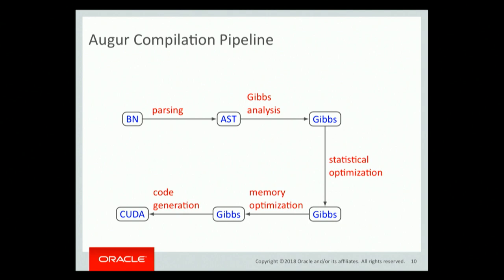So the pipeline of Augur at a very high level was this, where we started from some language that here is described as BN, and we had some parsing, and the parsing is not interesting at all in this case. It's a very typical parser. We produce some abstract syntax, then we have the Gibbs analysis, and we continue our way in this pipeline, doing some statistical optimization, memory optimization, and finally the code generation to produce CUDA code.